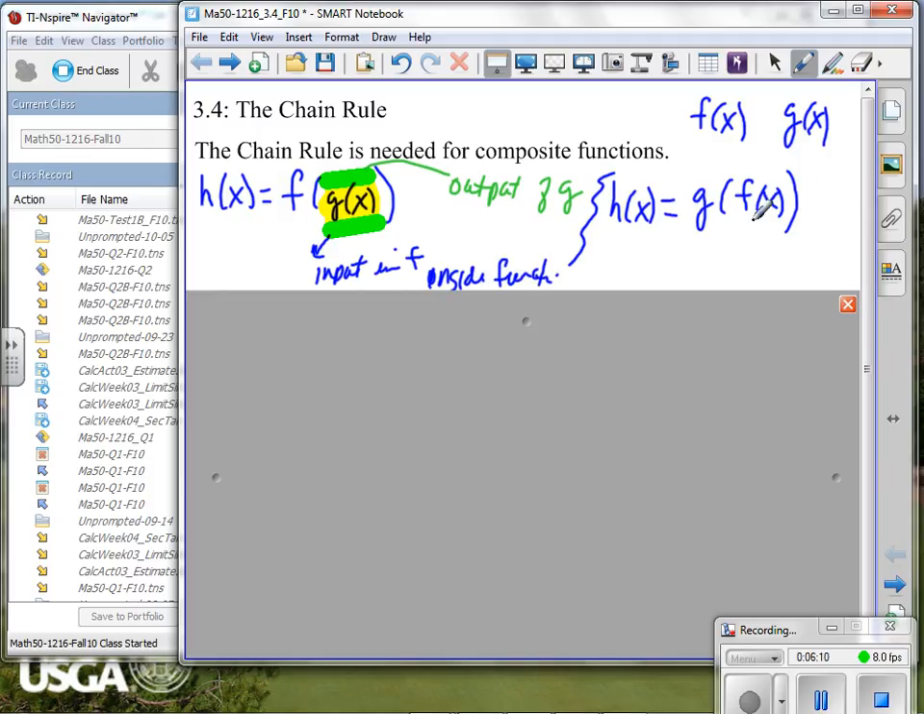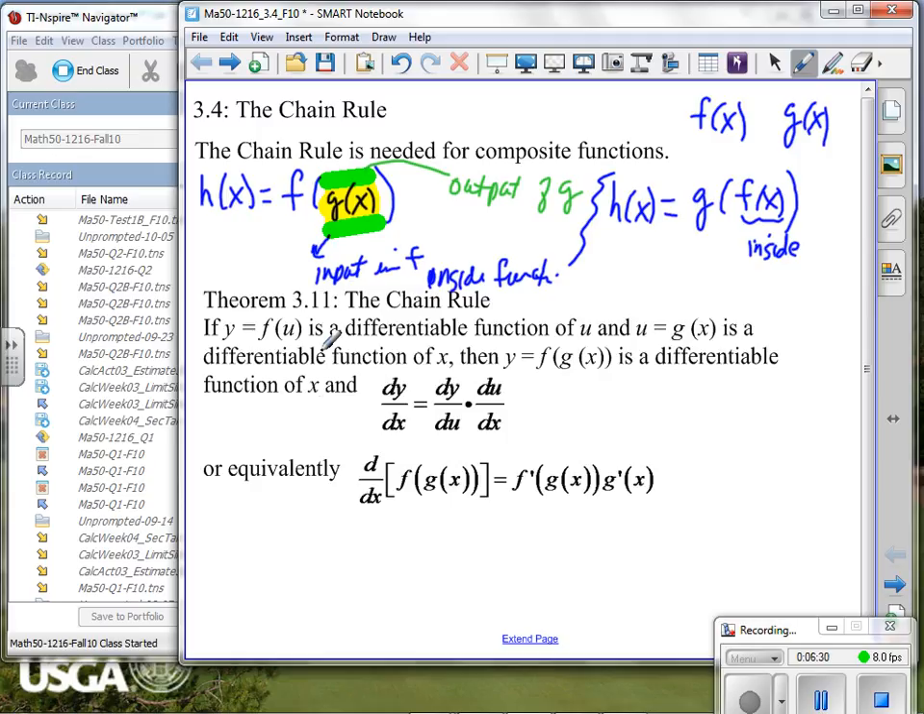Over here, though, my inside function is starting first with f of x. Now, obviously, I'd have to define f of x and g of x to be different than putting on socks and putting on shoes. But we could have functions that we could define this way. Okay. So what's that got to do with what we're about today? Well, we're going to look at this thing called the chain rule.